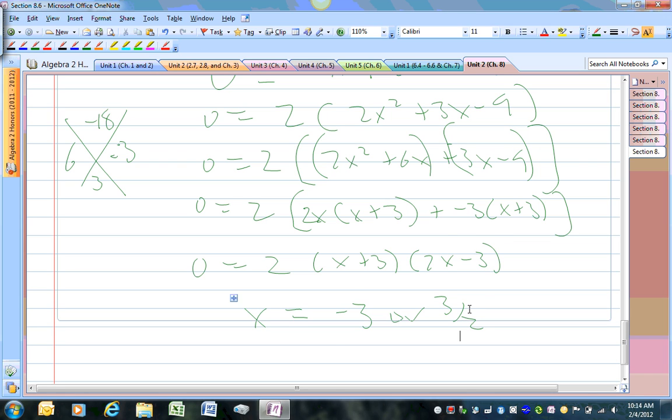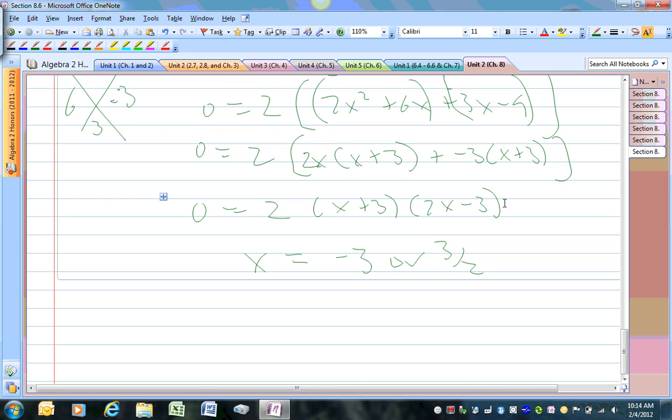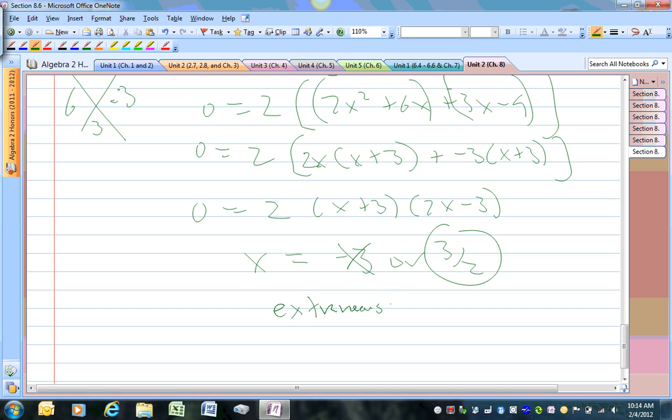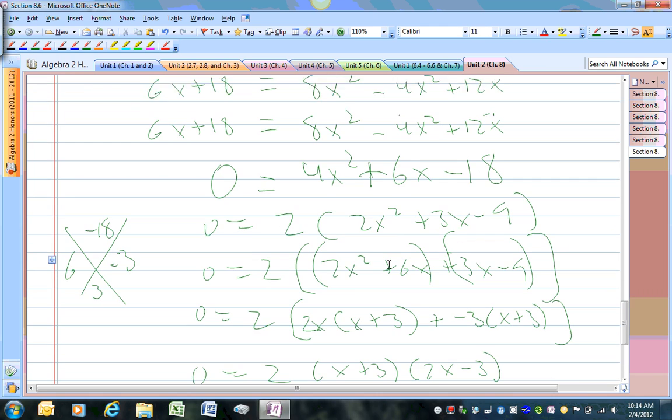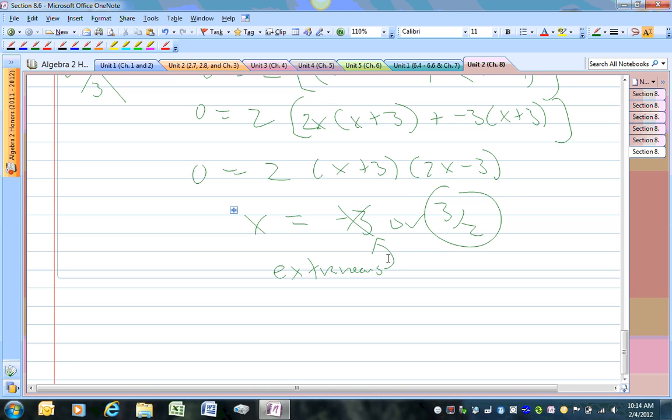But here's the problem. Negative 3 makes that 0. So that's not going to work. That's extraneous. So the answer is just 3 halves. So that's what you got to look out for, extraneous solutions. If you were to graph the left side of the original equation and the right side of the original equation, and try to find points of intersection, you would only find one point of intersection, and that would be at x equals 3 halves.